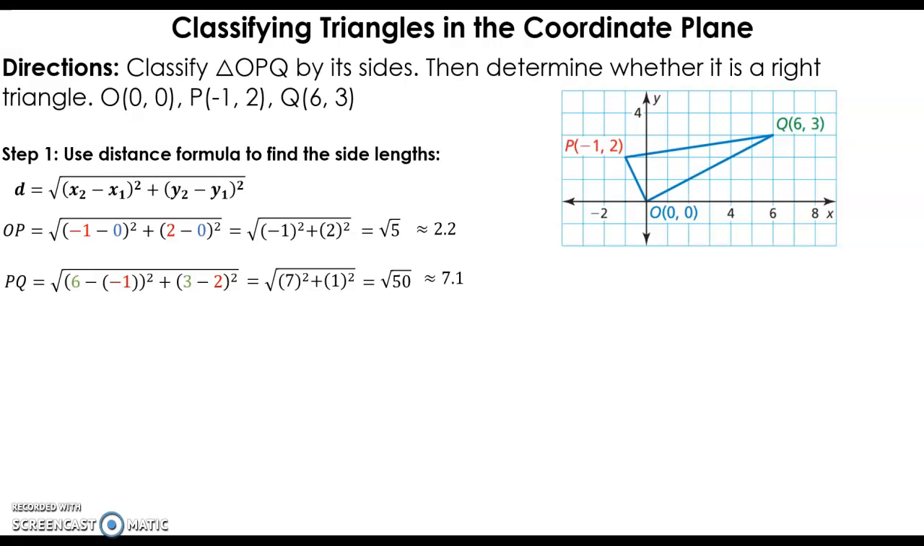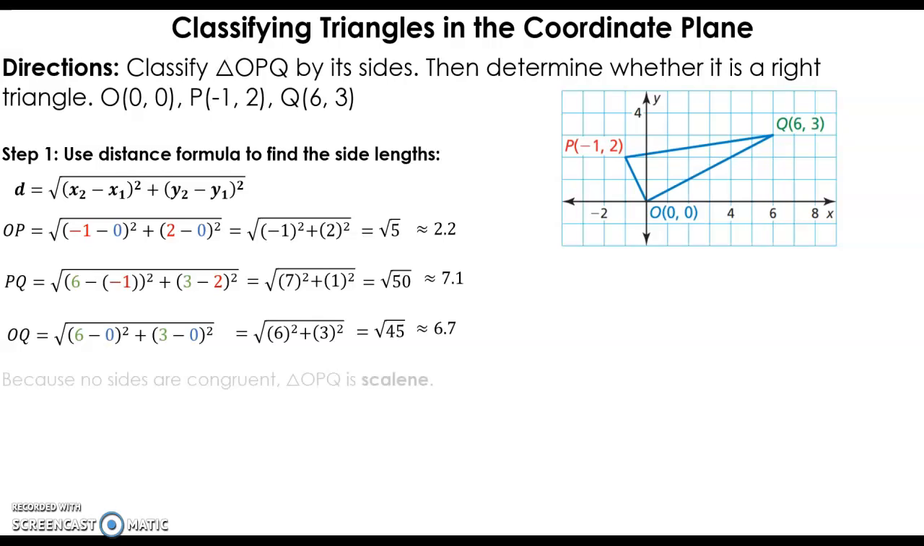Okay, hopefully you paused the video and you found the distance between OQ, and hopefully your math matches mine. And you should get the square root of 45, which is approximately 6.7. Okay, so now if we're looking at all of those values that we found for the distance, none of them are congruent. So whenever we have side lengths that are not congruent, this means that we have a scalene triangle.